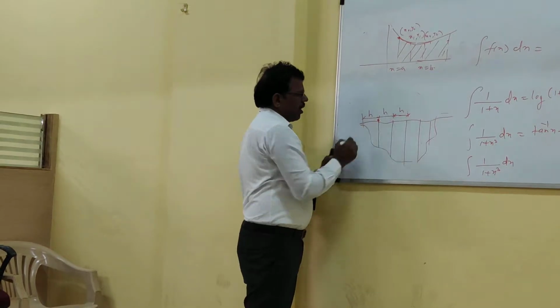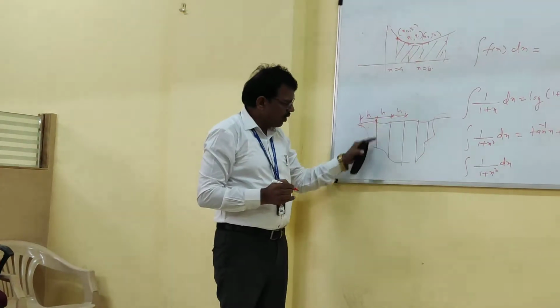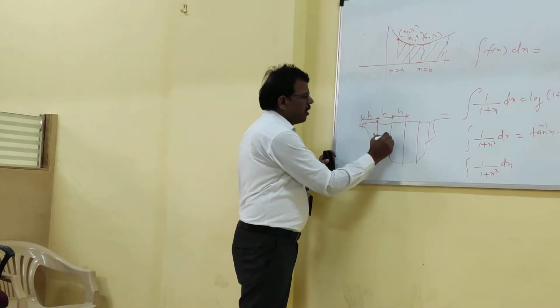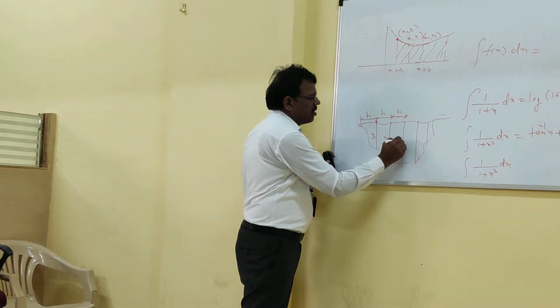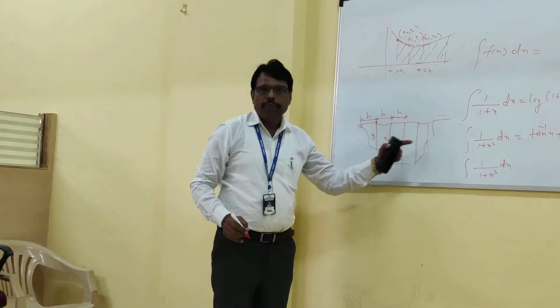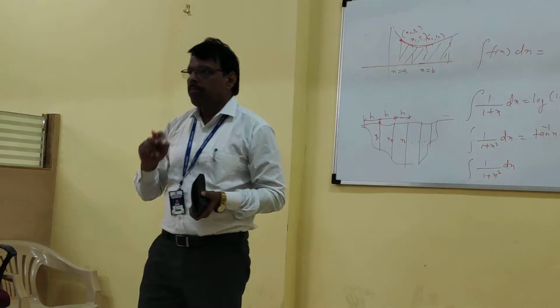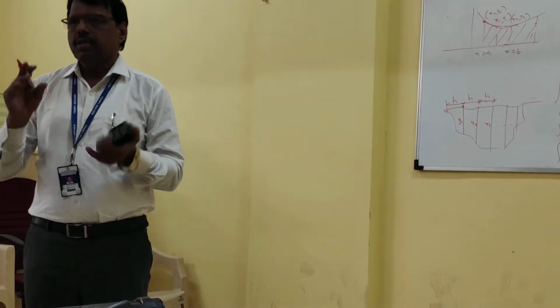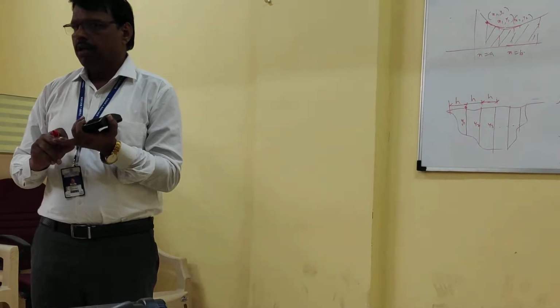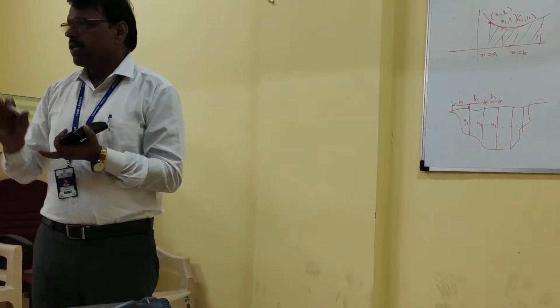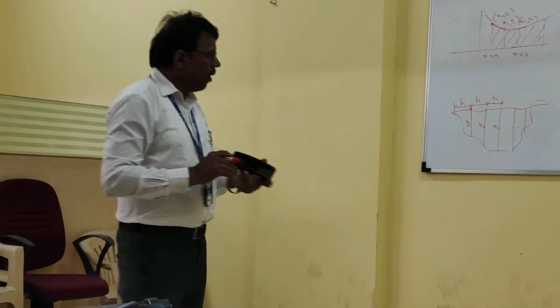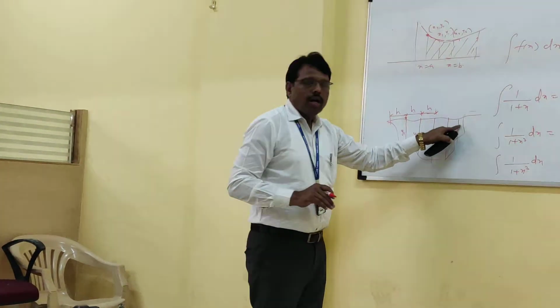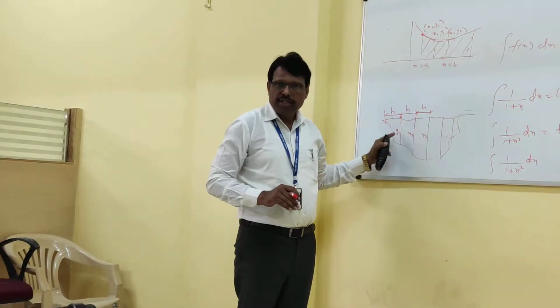Suppose this is x0 comma y0, this is x1 comma y1, so this ordinate is y1, this ordinate is y2, this ordinate is y3, and so on. We have to find the corresponding area bounded by that curve. In such a case, the rule is not available. The relation between x and y is not available. In that particular case, how can we calculate the area bounded by this curve?